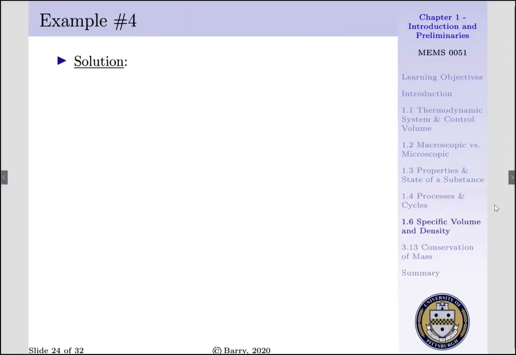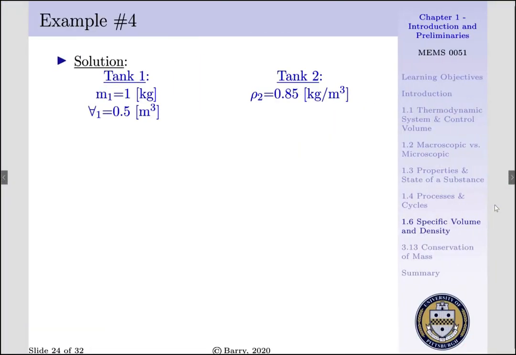To begin, we first have to list out our initial state variables. Tank 1 is going to represent state 1, that is, the properties of our air within the tank before the valve is opened. Our mass initially in tank 1 is 1 kilogram, and the volume of tank 1 is initially 0.5 cubic meters. Now we have to define tank 2 as state 2, that is, the properties of air within our tank before the valve is opened. The density of our air in tank 2 is 0.85 kilograms per cubic meter, and the volume of tank 2 is 0.75 cubic meters. When the valve is opened, the air is allowed to mix.